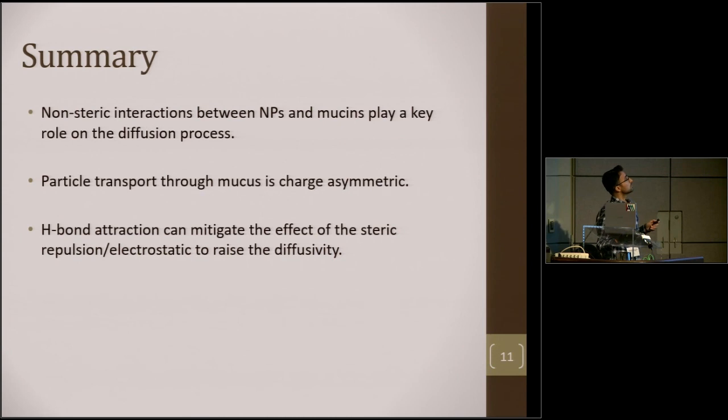To summarize the obtained results, we showed that non-steric interactions play a key role in the transport of particles through mucus. And we found that the particle transport through mucus is charge asymmetric. And finally, we found that H-bond attraction can mitigate the effect of either steric or electrostatic interaction to raise diffusivity.